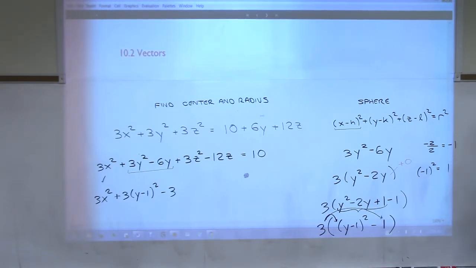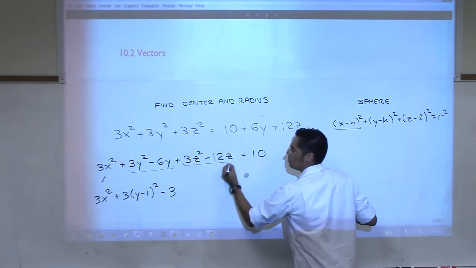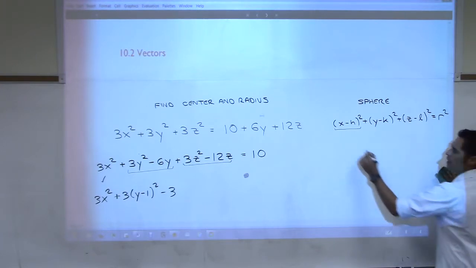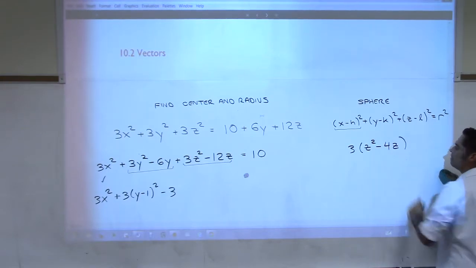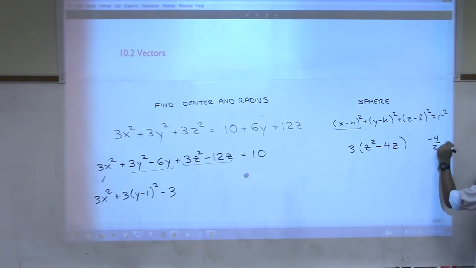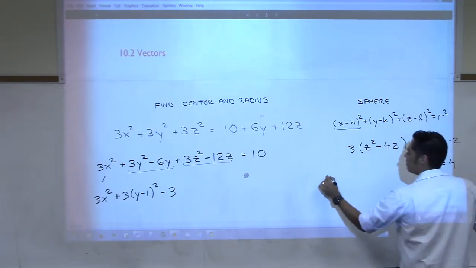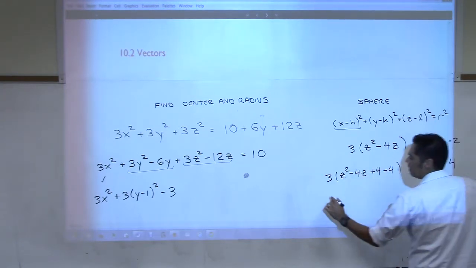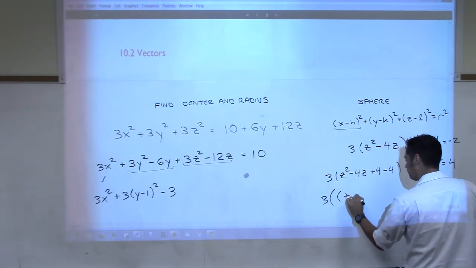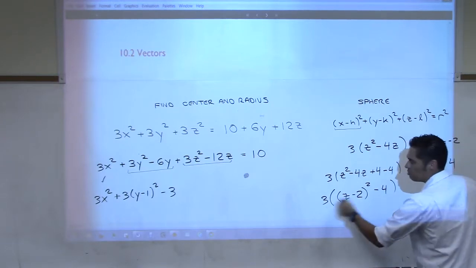Okay, so now I need to do the same exact thing, but I need to do it on this piece right here. So I'm going to work a lot faster on this one. Ready? Okay, pull out my 3. 3(z squared minus 4z), right, like that. I'm going to take -4, take half of it, that's -2. I'm going to take -2 and square it, that's going to give me 4. I'm going to add and subtract 4 inside the parentheses here. 3(z squared minus 4z plus 4 minus 4). I'm going to now do my perfect square. (z minus 2) squared minus 4. And then I'll distribute through and I'll put it over there.